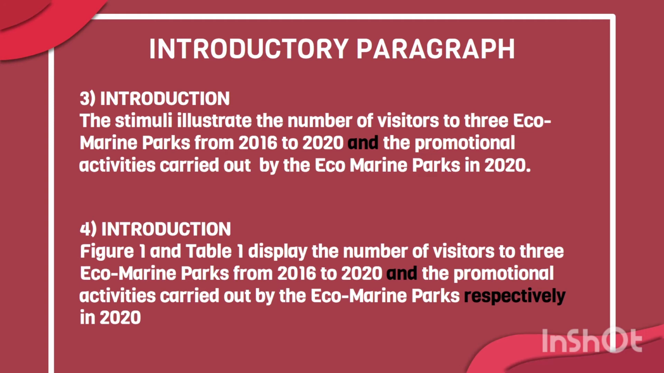Figure 1 is about the number of visitors to the eco-marine parks from 2016 to 2020. Whereas table 1 is about the promotional activities. So when you write the compound words figure 1 and table 1, you have to use the word respectively in order to show you talk about visitors first, later on you're going to talk about the promotional activities.